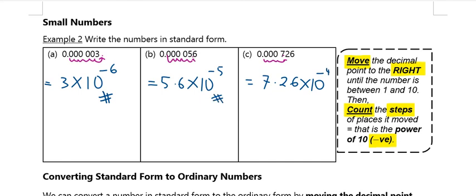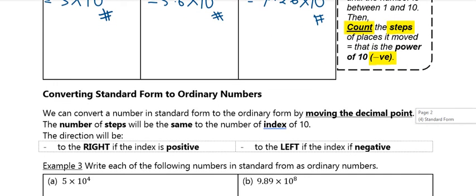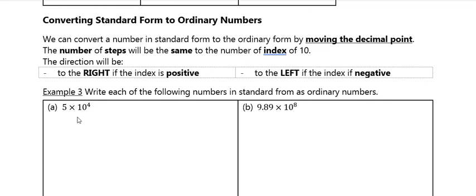So that's how you change ordinary numbers into standard form. Now, the next part is about how to convert standard form into ordinary numbers. You are also moving the decimal point, right? The steps will be the same. You have to count the index of 10, but the direction will be the opposite of what you have done before. It will be to the right if the index is positive, and to the left if the power of 10 is negative.